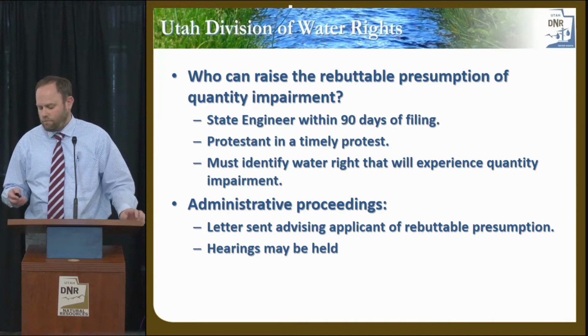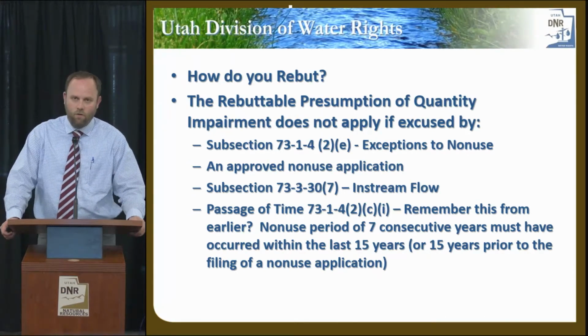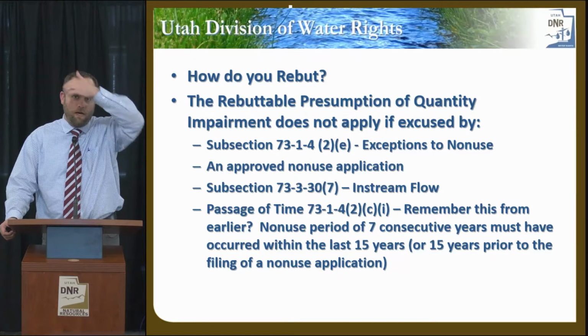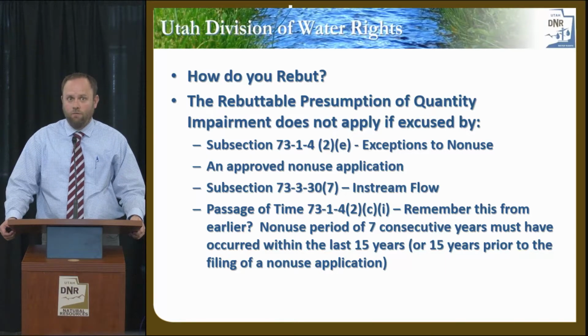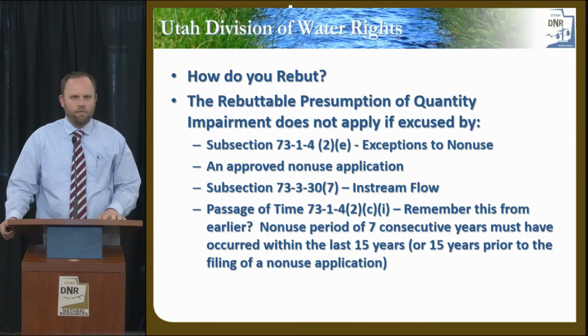Okay, so how do you rebut? Statute lists four different categories on how to rebut the presumption of quantity impairment. It does not apply if it's excused by those exceptions to non-use, and if you wait a minute, I'll pop them back up. An approved non-use application. If you have an approved non-use application, that rebuts the presumption of quantity impairment. In-stream flow. I won't go into this one too much. That really only applies to a couple entities in the state. And then also the passage of time. Here this resurrects its head again.